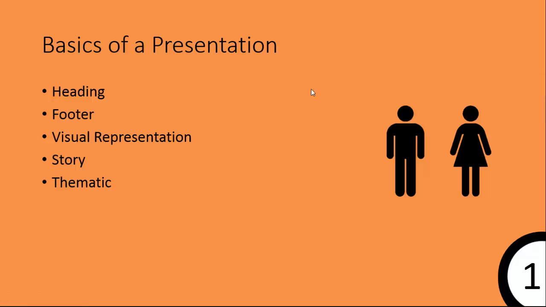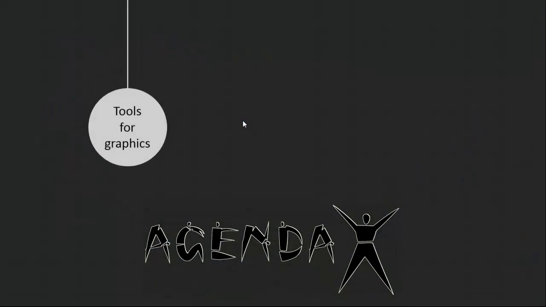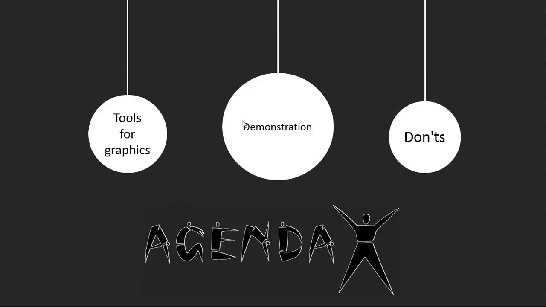Moving on, the most important element of storytelling is itself the construction of a story. This is not just a presentation, it's a story. It should have a theme. And if you're able to do that, people are going to remember you for a long time, or you're going to make an impact. Moving on, today's agenda is going to be, first we're going to study the tools, which are going to help us in making presentations. Then we're going to demonstrate them, and then we're going to tell you about the don'ts of a presentation.